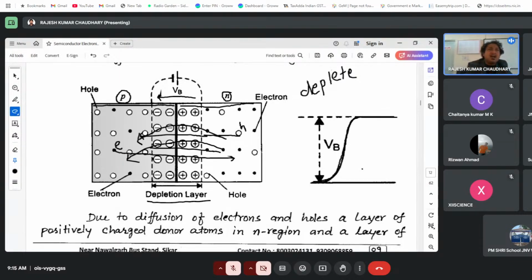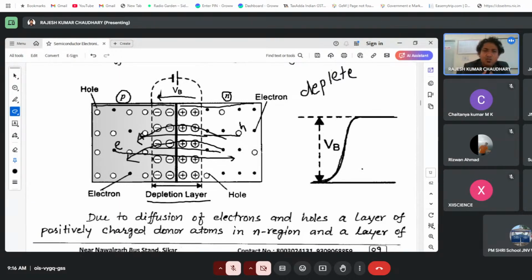So this process after diffusion is called the drift process. It's called what? Drift process. So in diffusion, my dear students, majority charge carriers are exchanging their positions. But in the drift process, minority charge carriers exchange their positions.